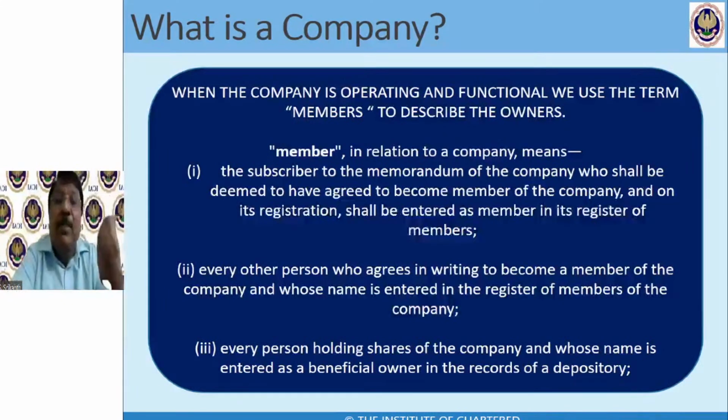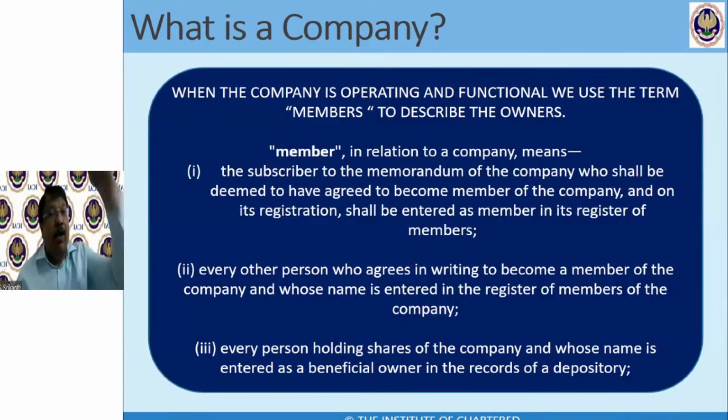See, a member is a person who applies in writing and whose name is entered in the register of members. Suppose a member has sold the share. Then his name is still in the register of members, but he is not a shareholder. He's not holding the share. Similarly, there could be a person who acquired the share, but his name is not in the register. So he is a shareholder, but not a member. So there are two categories. A person who purchased the share but is not entered in the register of members is a shareholder but not a member. And a person who sold the share but is not removed from the register is a member but not a shareholder.